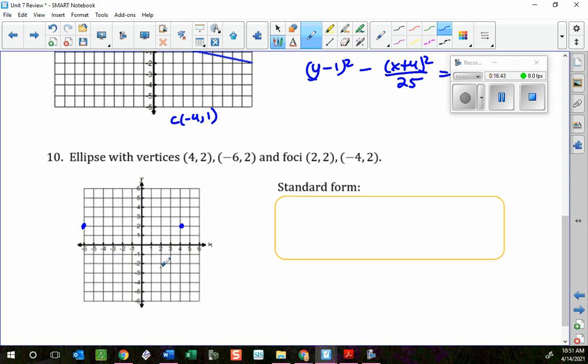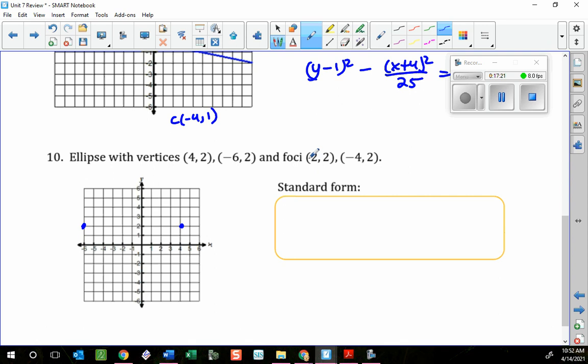All right, let me check out this answer key. What did I do? Yes, what was I thinking? All right. So 4, 2 and negative 6, 2 are fine. But what I wanted these to say over here, oh, foci. Oh my gosh, I'm sorry. I was thinking those were the, no, I'm sorry. I was just reading it right.